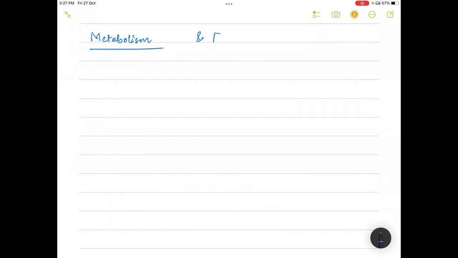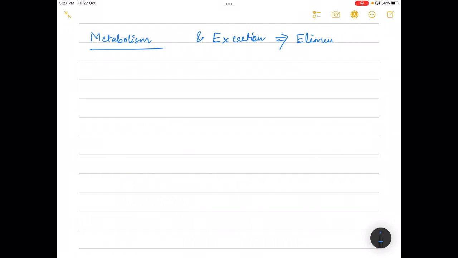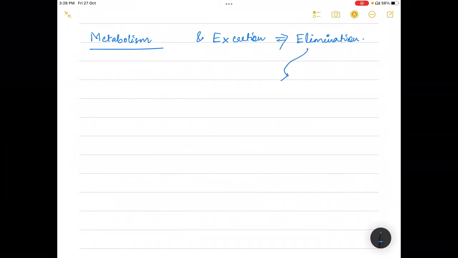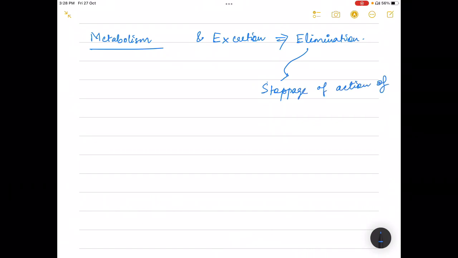So this metabolism and excretion come under drug elimination. So what is this elimination? Elimination is the stoppage of action of drugs, and this includes both metabolism as well as excretion.